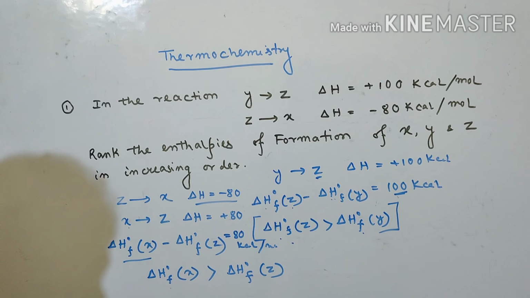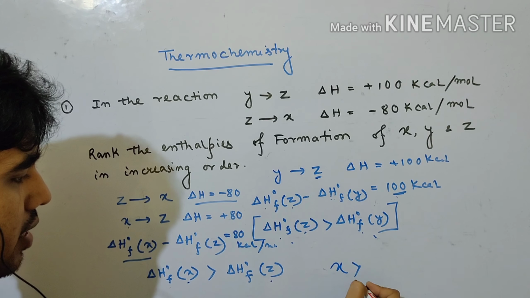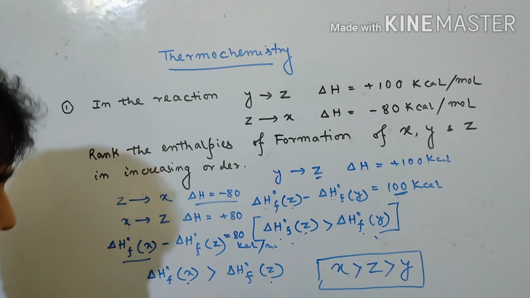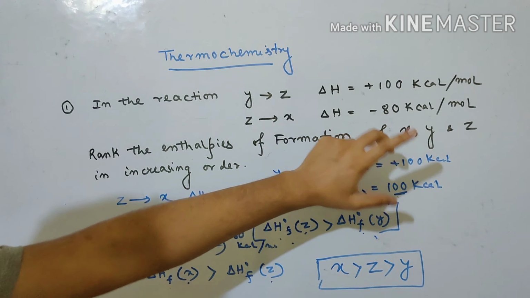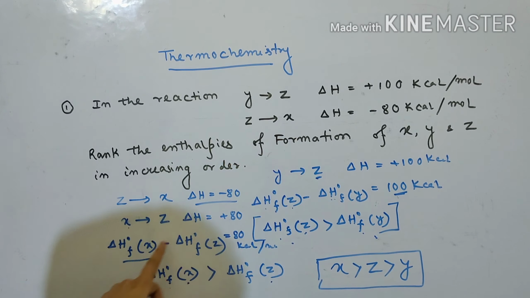So from here it is very clear that X is greater than Z and Z is greater than Y. So it should be X greater than Z greater than Y. This should be the ideal order. And as per the given options, I think option C, which I have written already, is correct. So it's a very simple thing. Just minus 80, I have turned it around. It becomes plus 80 when the reaction is reversed. Accordingly, I have written it down, and accordingly I am getting the answer. So note it down carefully.